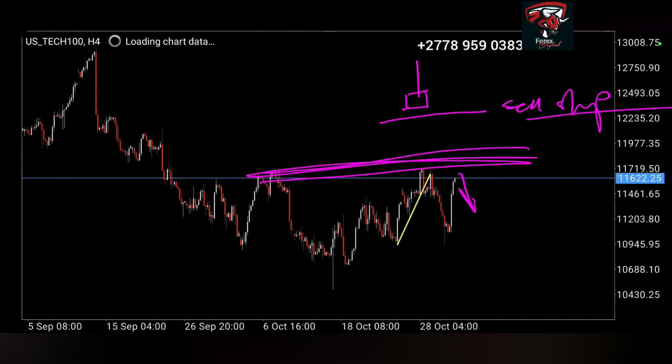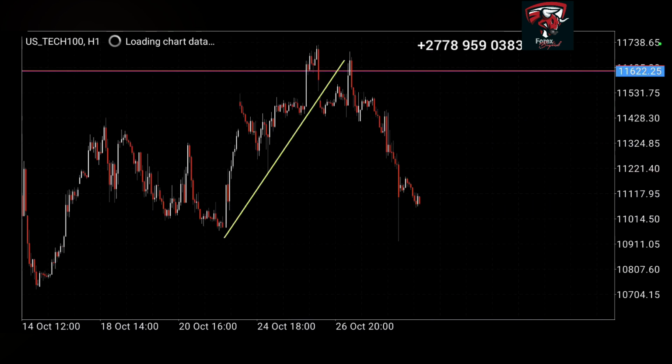We still have a chance to push up, right? So that's why you need to make sure you have a stop loss above there. So that's the only way if you want to trade from around there. So basically that's all that we have on Nasdaq. So that's what you can expect from it, right?